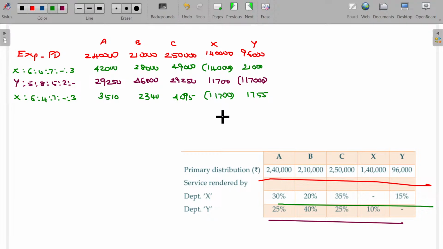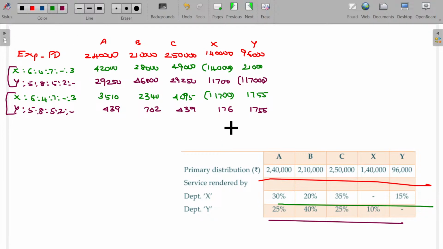Then again, now we got the value 1,755. That should be now redistributed in the ratio 5:8:5:2 dash. 1,755 should be distributed. Now 439 for A, 702, 439, 176. One run is over, second run is also over.